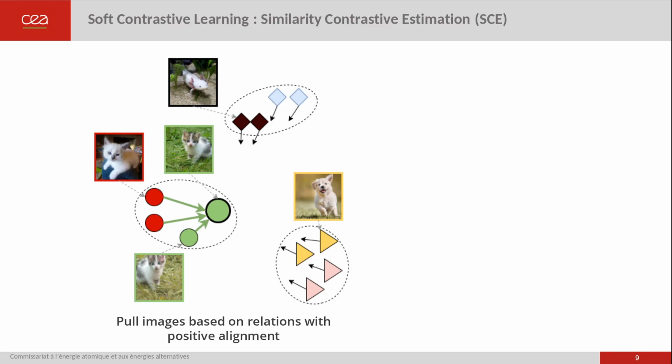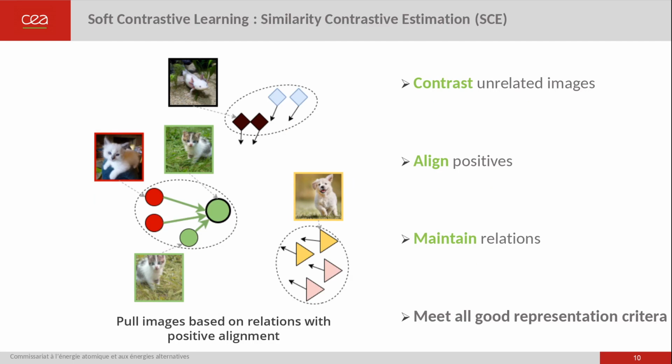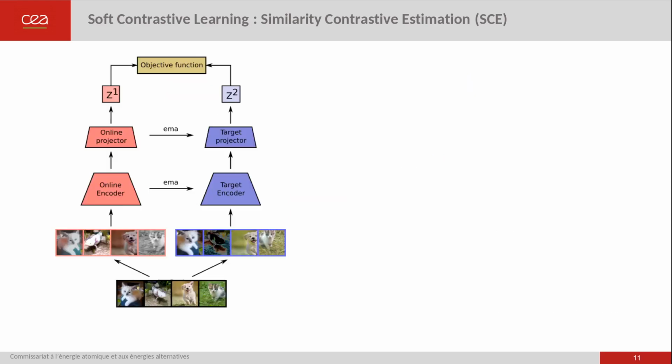We propose a soft contrastive learning approach, Similarity Contrastive Estimation, or SCE for short, that not only contrasts positive pairs to learn discriminative features, but also models relations and pulls representations between different images based on these relations. I will now detail its pipeline.